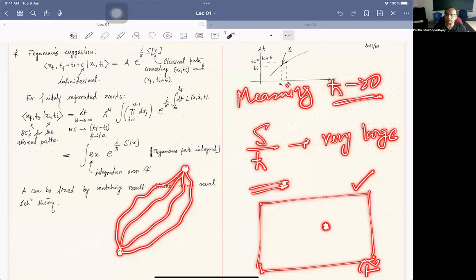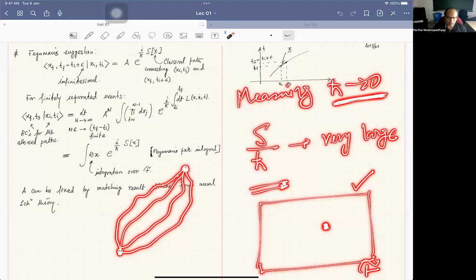all that is important is the value of the action divided by h bar is very large. So that is why it is easier to talk in terms of h bar going to zero limit. It's a formal way of talking, and it's a way of talking by the theoretical physicists. Okay, so this is what the meaning of this statement is. This is what we are going to follow.